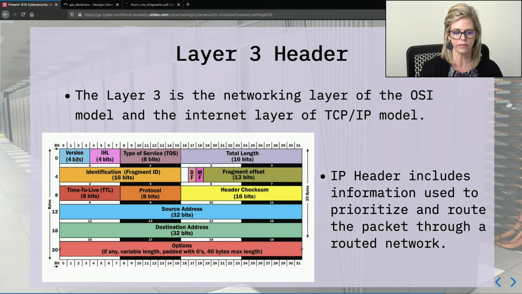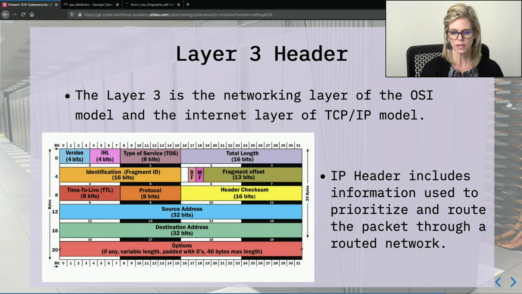And then if it were IPv6, it would be 0011 to just denote the specific IP version. The internet header length is 4 bits. The type of service is the field where we are allowed to set priority for this specific packet.